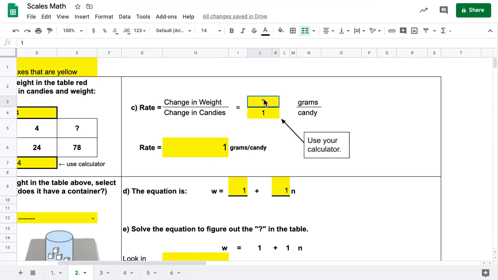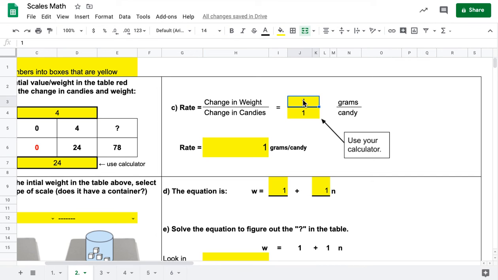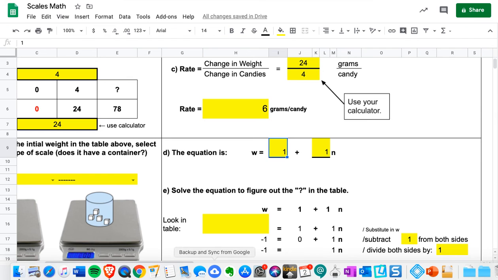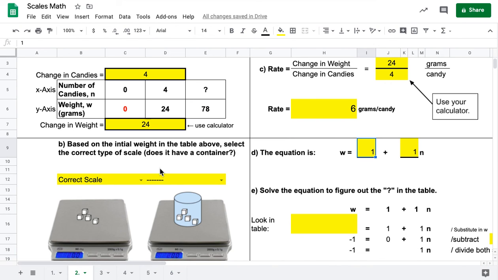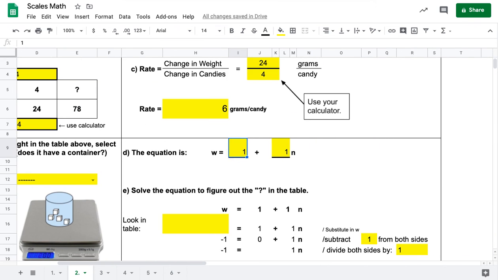Let's do rate. The change in weight was 24 grams, and that was in 4 candies. Now I have to use my calculator. 24 divided by 4. That is 6. So every candy weighs 6 grams. What's the equation? Well, what's the initial value? If I have 0 candies on, how many grams is it? Well, it's also 0, so I put in a 0 there. 0 grams to start because there's no container, plus 6 grams per candy.